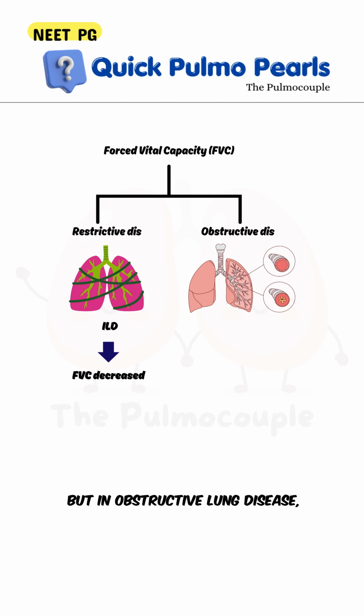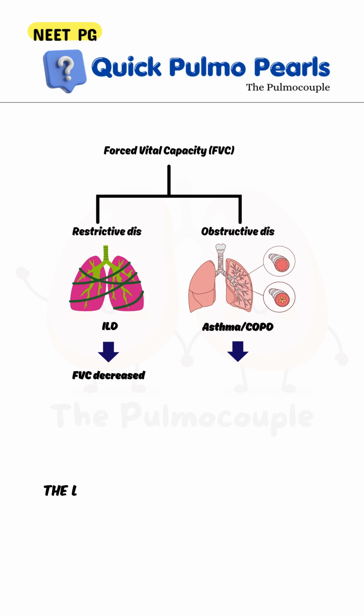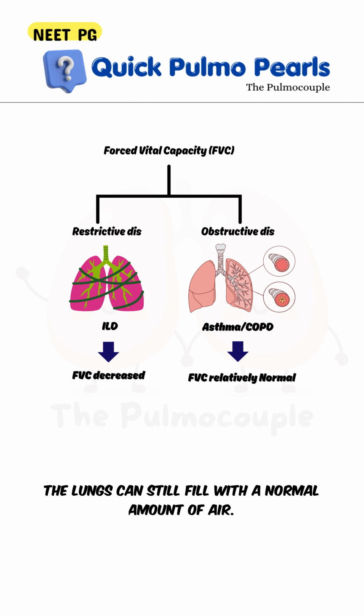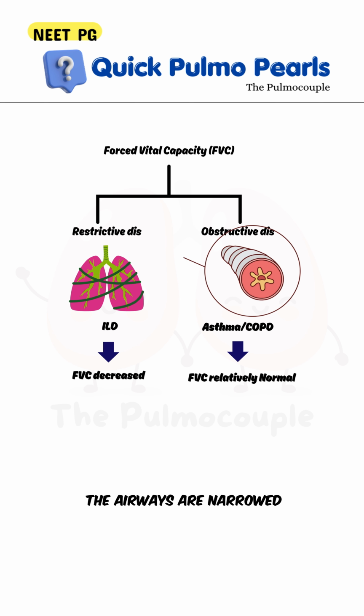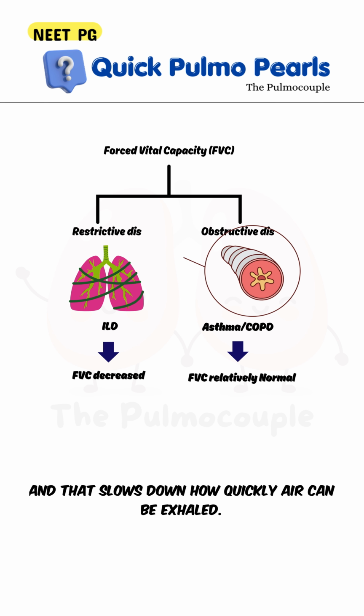But in obstructive lung disease, like asthma or COPD, the lungs can still fill with a normal amount of air. The problem isn't getting air in, it's getting it out. The airways are narrowed and that slows down how quickly air can be exhaled.